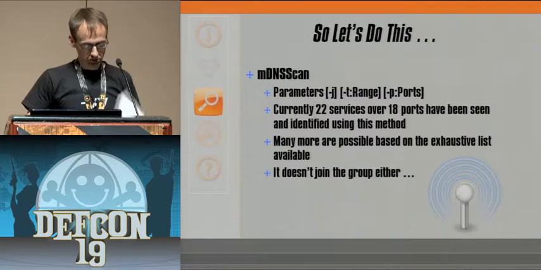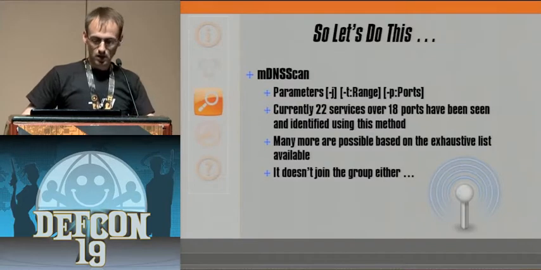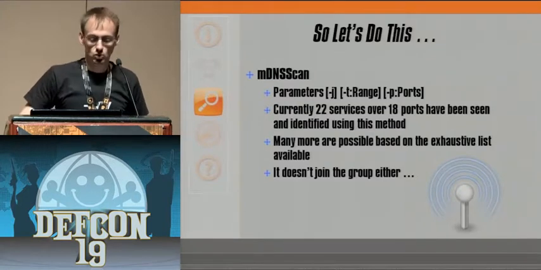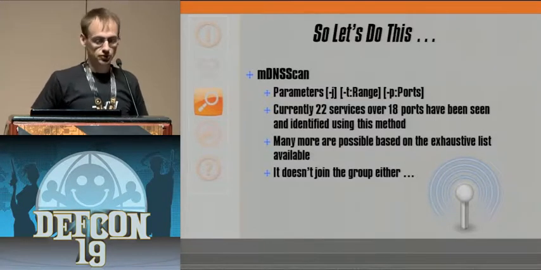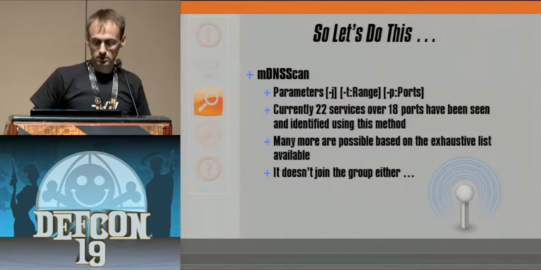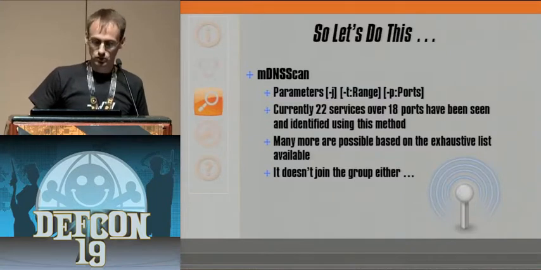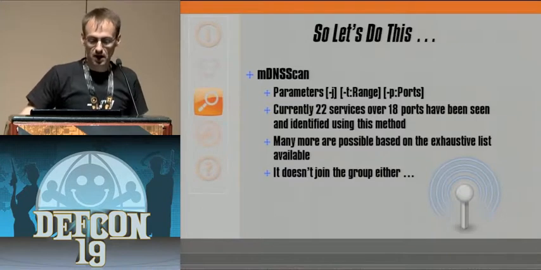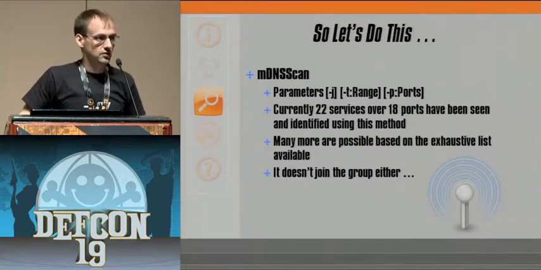Okay? So, I'm still excited and coding late into the night, and I create MDNS scan. Like any good port scanning tool, it allows you to select a range that you're interested in, as well as any particular service ports that you're interested in. Currently 22 services, over 18 ports have been identified using this method. Many more are possible, based on that exhaustive list that they have for DNS service discovery. One of the links that I have later on refers you to that list of all the different services out there that are supposedly available somewhere and findable using DNS service discovery.